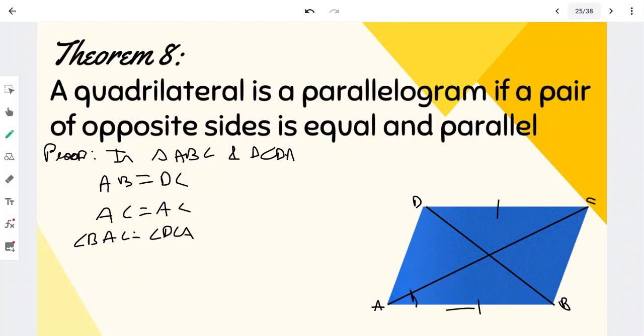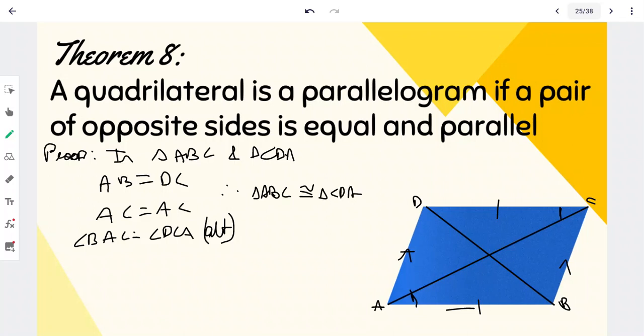Angle BAC is equal to angle DCA, correct? Why? Alternate interior angles, correct? Alternate interior angles because these two lines are parallel, correct? All right, so what do we conclude from here? Therefore, triangle ABC is congruent to triangle CDA.